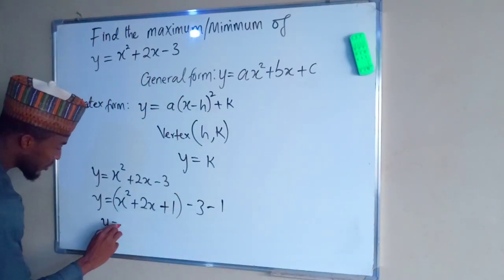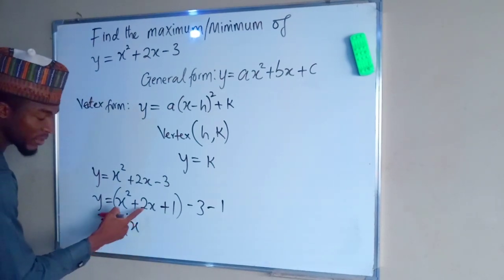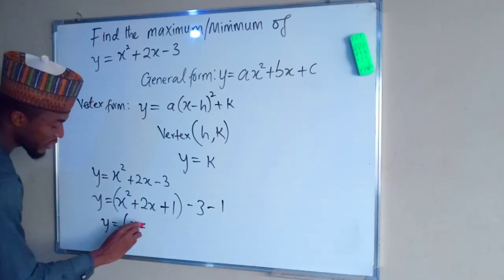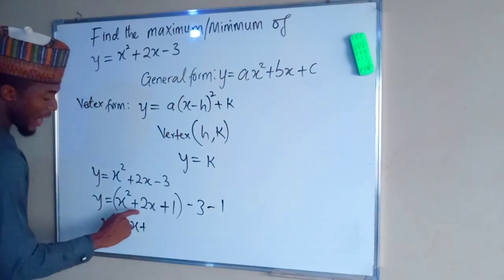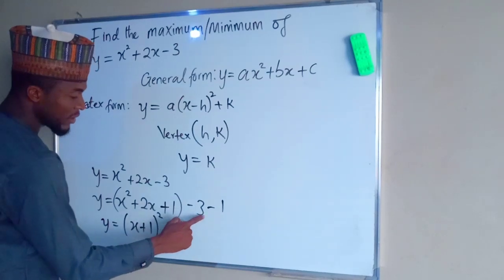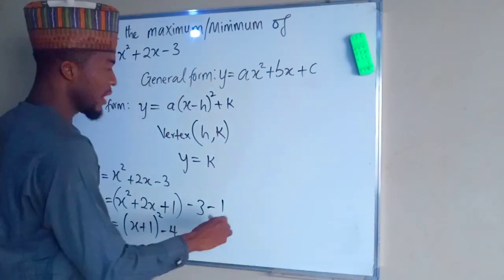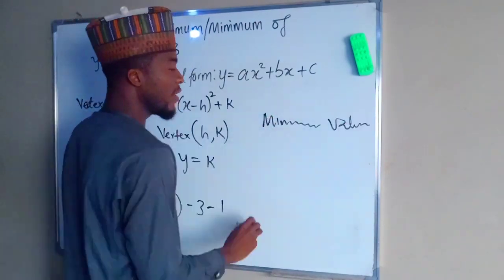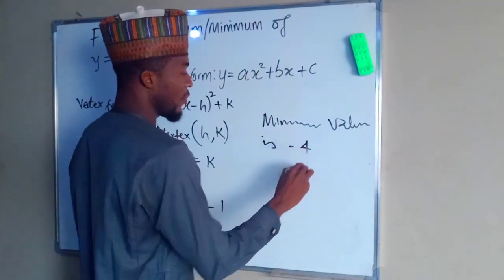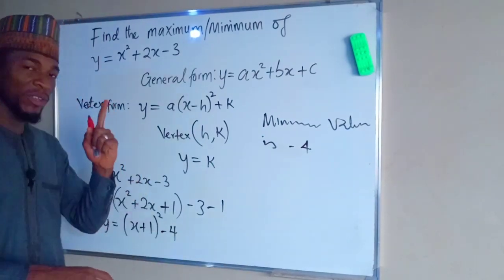Y now equals x, because it's the perfect square, plus half of the coefficient of x, which is 1, squared. Then minus 3 minus 1 is minus 4. The minimum value is minus 4, and minus 4, you know, is the value of y. This is method number 1.